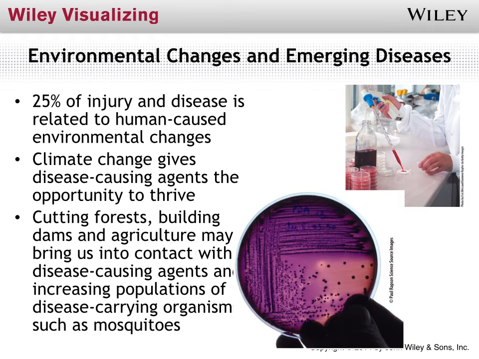As we move through time, and as the human population continues to grow and get more dense, we tend to have been noticing more and more of these emerging diseases. 25% of injury and disease is related to human-caused environmental changes. So the more of us there are on the planet, the more likely these types of injuries or diseases are going to continue to occur at an even higher rate in the future.